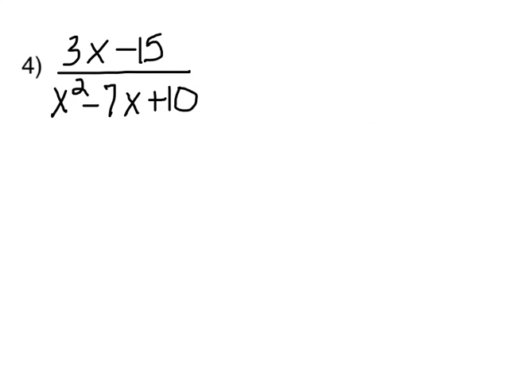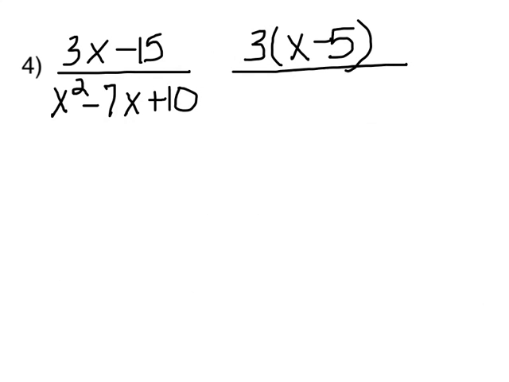In example 4, we'll be simplifying the expression 3x minus 15 over x squared minus 7x plus 10. We also need to state the excluded values for x. So in order to do this, we must first factor our numerator and denominator. 3x minus 15 factors by taking out a GCF of 3. If you notice, 3 times x gives us 3x, and 3 times negative 5 gives us negative 15.